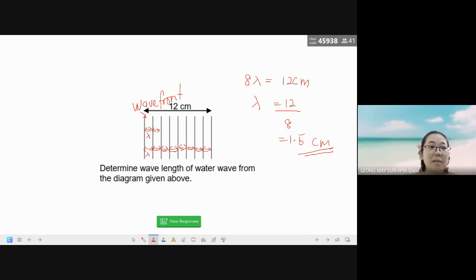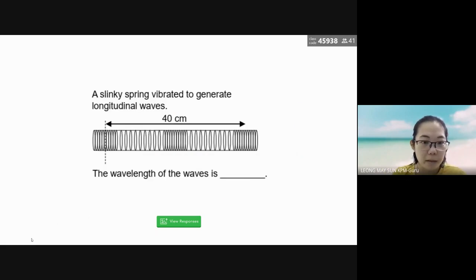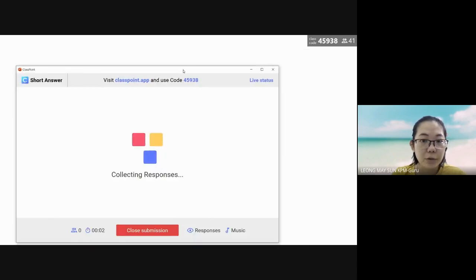This kind of question will normally come out in paper 1, objective questions, because it's very simple. You can answer this question within 1 minute. Objective questions, you're supposed to answer within 1.5 minutes. They will not give you a very complicated question to answer. So that is one part. Now, can you try this question?